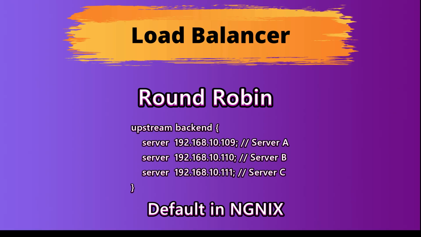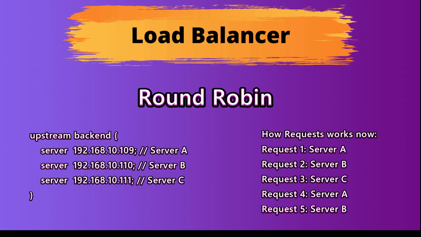So here we have three servers, server A, server B and server C. How do requests work now? Request 1 will go to server A. Request 2 will go to server B. Request 3 will go to server C. Now request 4 is going to server A again. Request 5 will go to server B again. So basically it equally distributes the load among the servers.